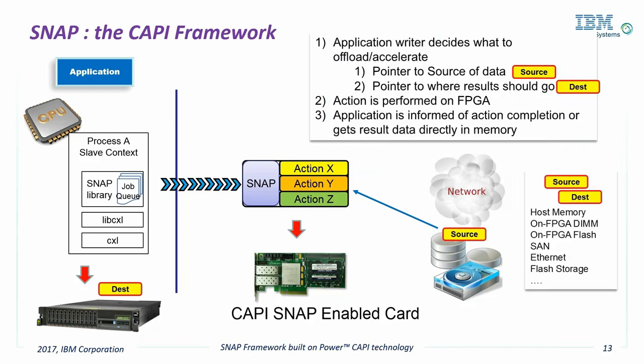The power of the CAPI SNAP API is in the flexibility to mix and match source and destination pointers. There can be any combination of host memory, flash, storage, Ethernet, on-card DRAM, or other featured locations. The source and destination pointers can also have multiple data locations. So if you wanted to accelerate a database operation, such as a join or intersection, CAPI SNAP's API allows you to have multiple source pointers to designate data from many locations.